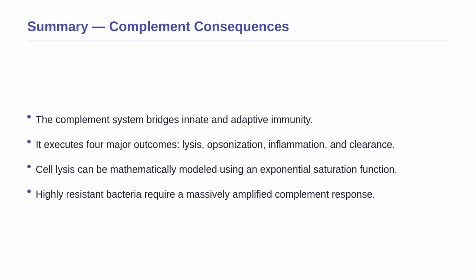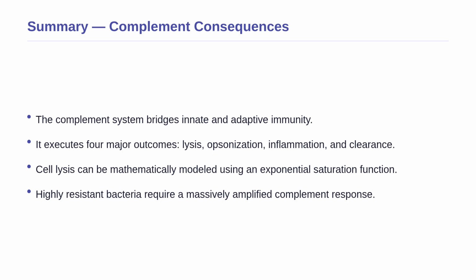We have covered a lot of ground today, so let us review the key takeaways. First, the complement system is a vital bridge in your immunity that executes four major biological consequences. It directly kills pathogens through cell lysis, paints targets through opsonization, triggers inflammation, and clears toxic complexes.